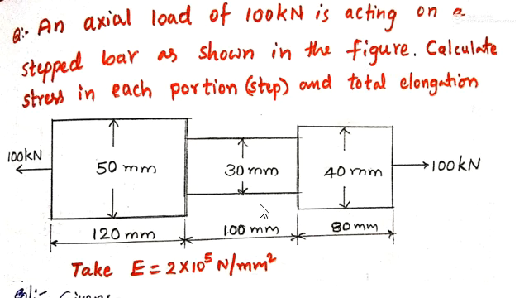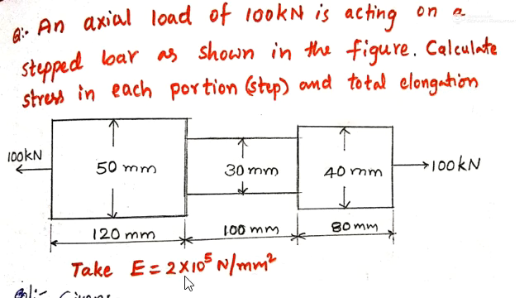So here a stepped bar is given, of the same material. How can we say same material? Because only one E value is given, so we can say it is the same material but having different diameters. Calculate the stress in each portion, or each section, or each step. We have to find the stress in each section, and also the total elongation of the bar in this case.